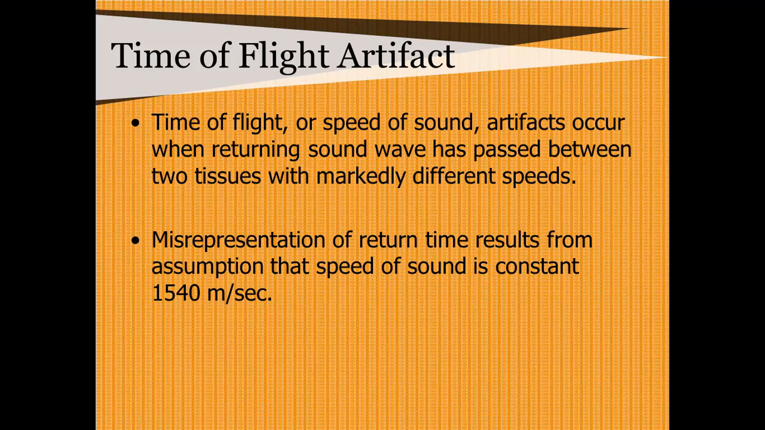Time of flight artifact, or speed of sound. They occur when returning sound waves pass between two tissues with markedly different speeds. So it's a misrepresentation of return time, and that results from an assumption that the speed of sound is constant at 1540 meters per second, which it is not necessarily. So, two different tissues.